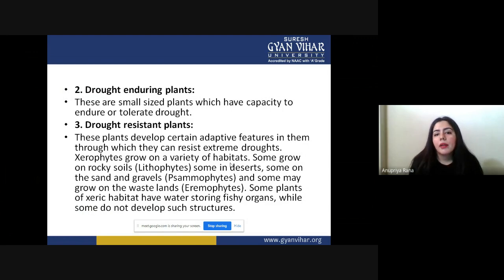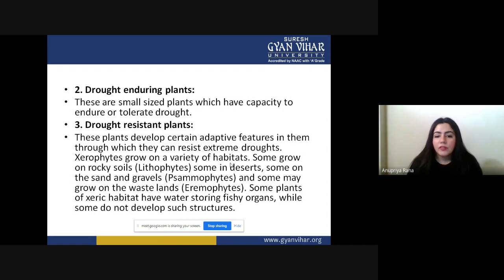If you remember, I told you about algae. The algae which live on rocks, we call them lithophytes. The same, if a plant is going to live on rocky soil, it is called a lithophyte. Some live in desert, some on sand and gravel. Basically, those which live on sand or gravel are called psammophytes.